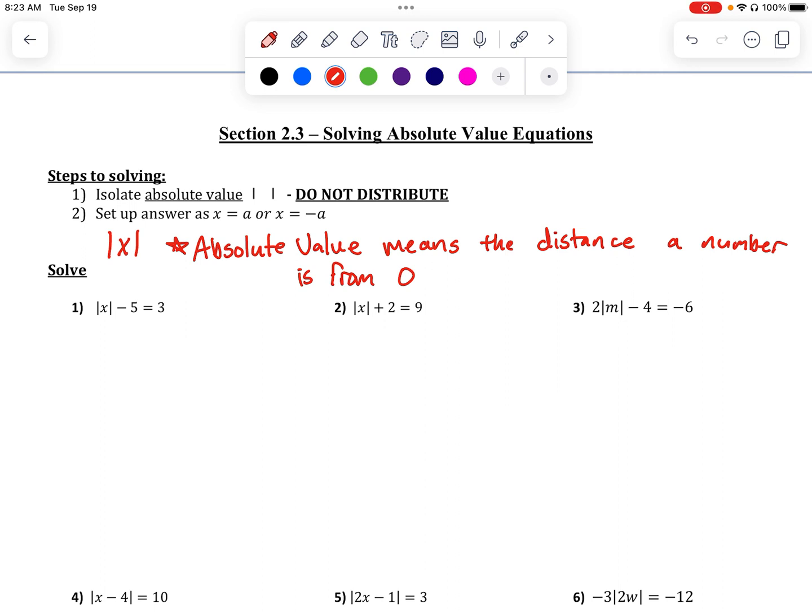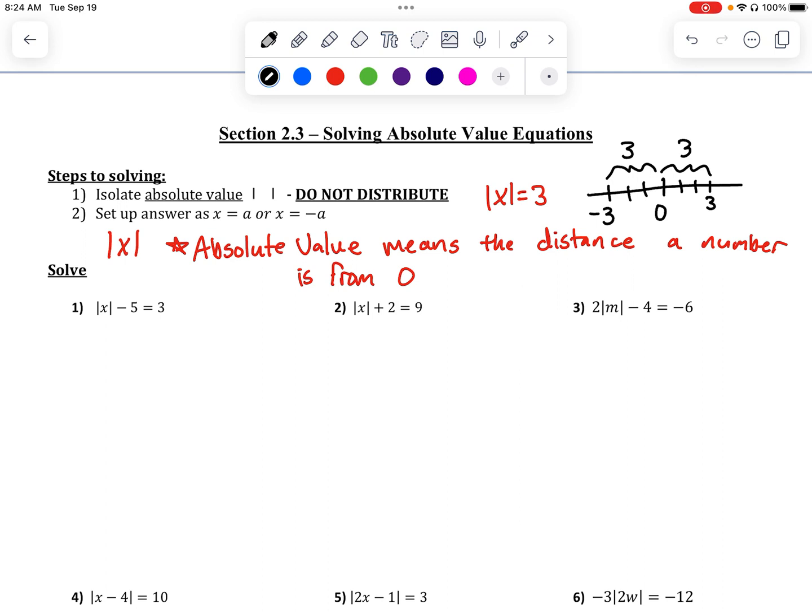So for example, if the absolute value of x equaled 3, they're saying what is the distance of 3 from 0, or what numbers are a distance of 3 from 0. So if I look at this on a number line, we've got 0. If I go 3 this direction, 3 is a distance of 3 from 0. But also, if I go 3 this way, that's a distance of 3 from 0. So both 3 and negative 3 are a distance of 3 from 0.